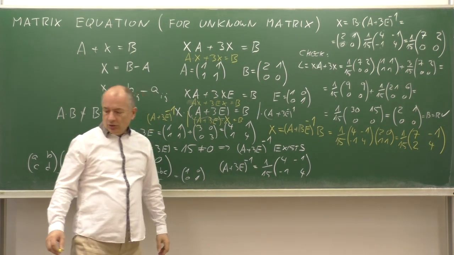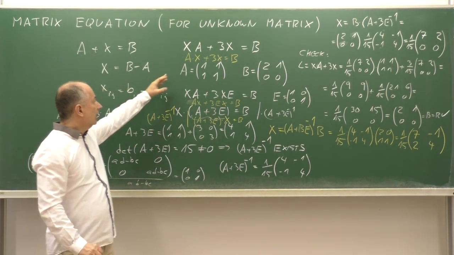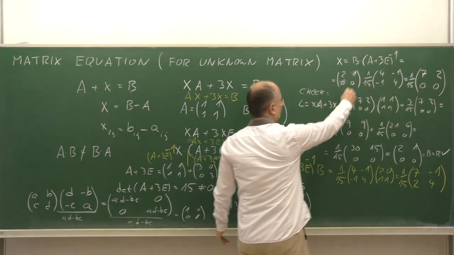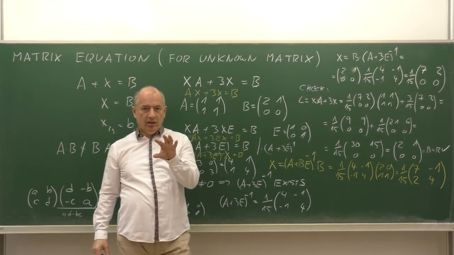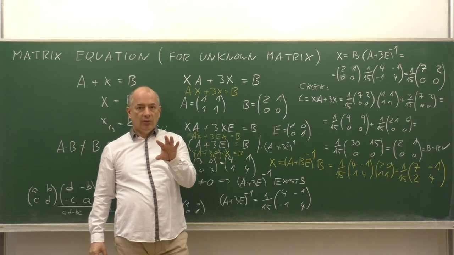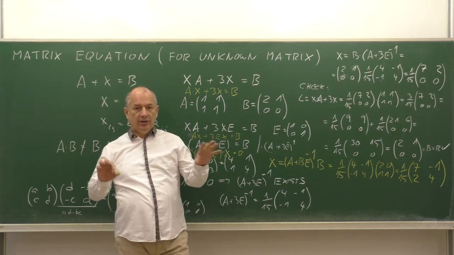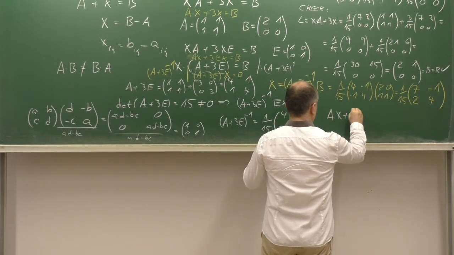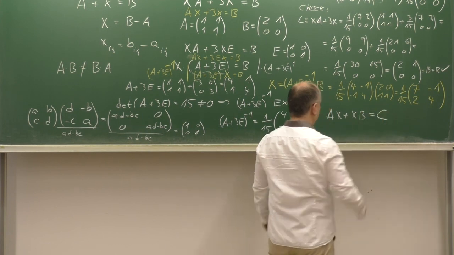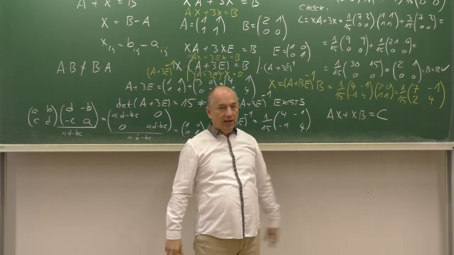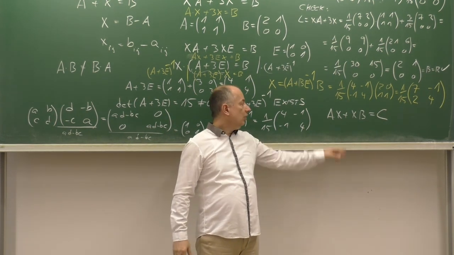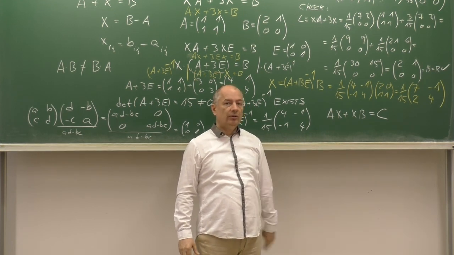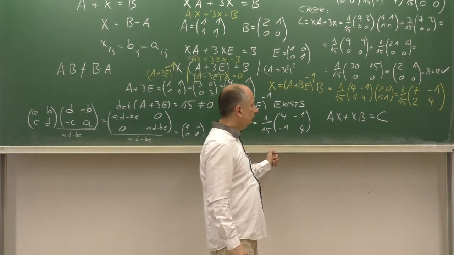In some cases, it is not possible to come to the solution in this form. Namely, if we multiply the unknown matrix X both from the left and from the right in different terms. If we have, say, AX plus XB is C, then too bad, we cannot factor out X. We must solve this by comparing the individual entries, individual components of the matrices.